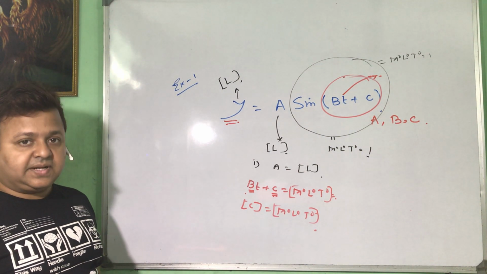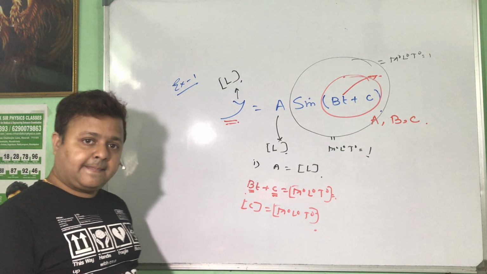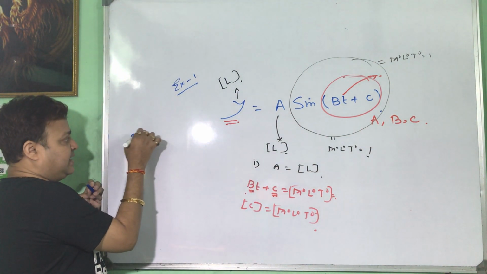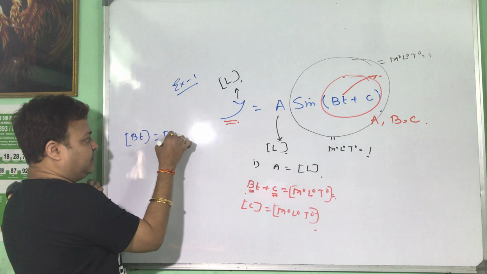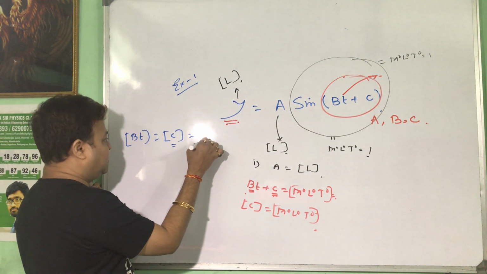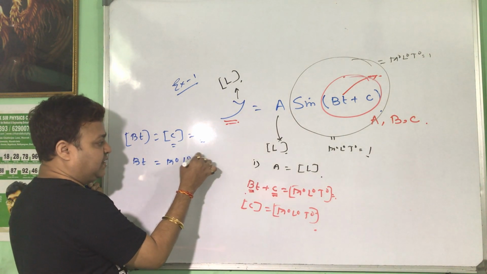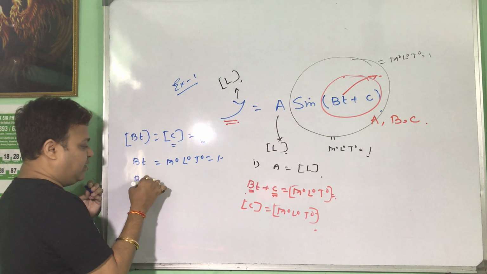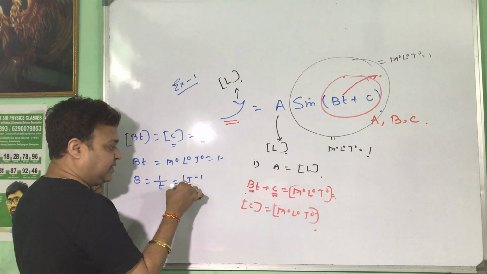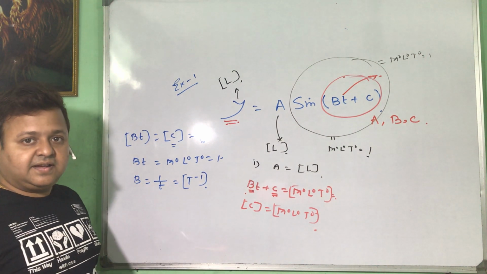We can add or subtract the same dimensional quantity. That means C is the dimensionless quantity. Clear? The dimension of BT is the dimension of C, that is the dimensionless quantity 1. C is the dimensionless quantity, but BT is equal to M0 L0 T0, that is 1. So B equals 1 by time, that is T inverse, that is the frequency.